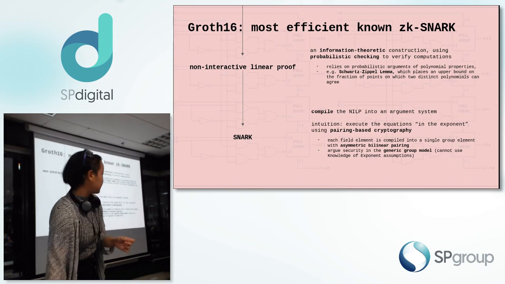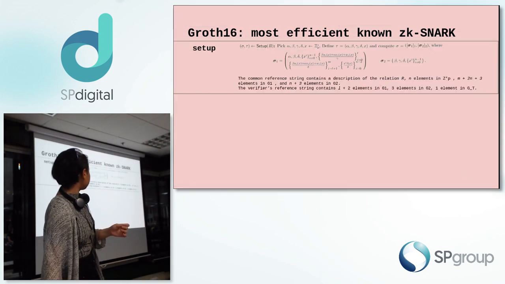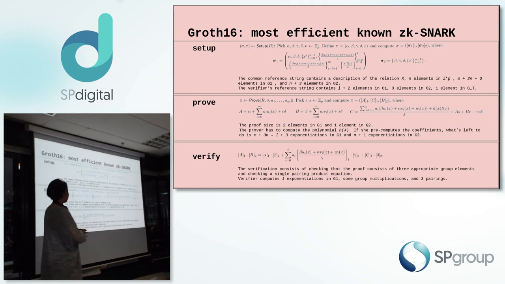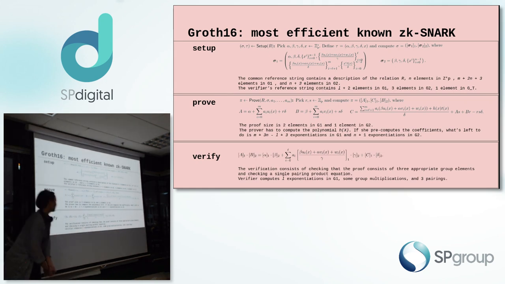Actually, I do have slides for that as well, but I think I'm just going to skim through this really fast. Like I said, the proof size is three group elements. And what the verification entails is just checking that these group elements, when put together, fulfill a certain equality. So it's a pairing product equation in the bilinear group.